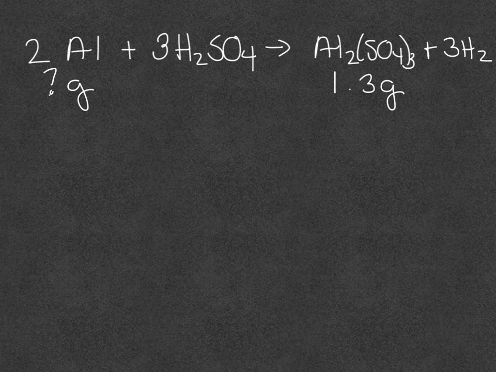And the question says, how many grams of aluminum do you need to be able to produce 1.3 grams of aluminum sulfate? Now, there's 2 ways to approach this. I'm going to work through both. If you're good after the first one, you can stop the video. If you want to see the second way to think about it, you can keep watching. Okay, so let me just map it out first.